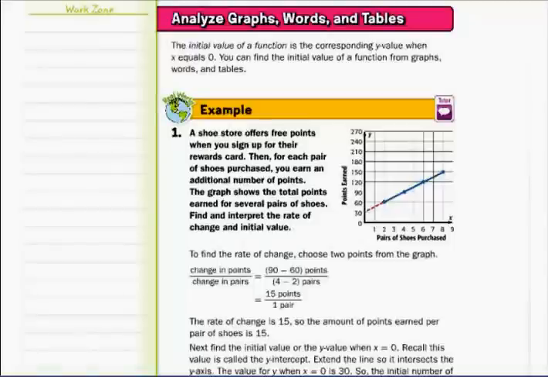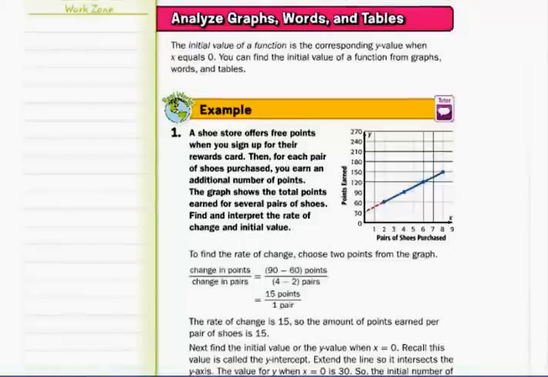All right, chapter 4, lesson 6 talks about constructing functions. So your job is going to be to analyze graphs, word problems, tables, and you are going to have to come up with the function. You lucky, lucky ducks. All right, so let's look at the first one.